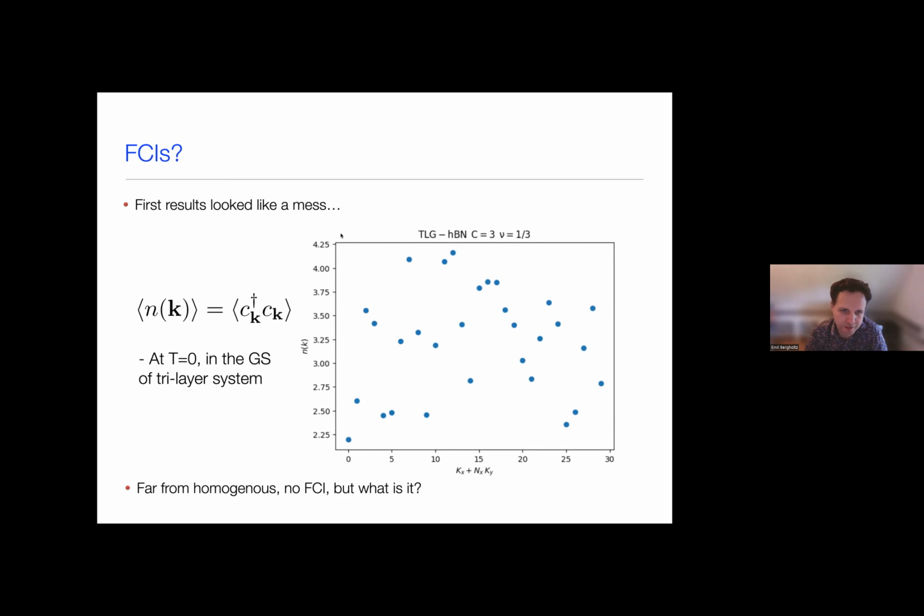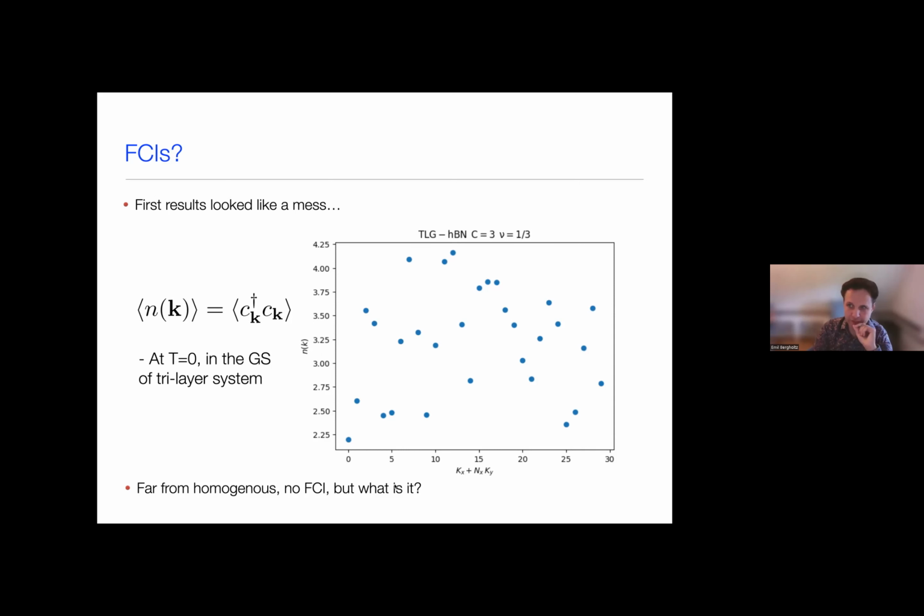Oops, this scale is totally off. There should be essentially 0 and essentially 1. Sorry about that. But you see, there was a huge fluctuation, and this all didn't look like a fractional Chern insulator at all. So far from homogeneous, no fractional Chern insulator. But what is it? Well, it looked to me first like more or less a random state.